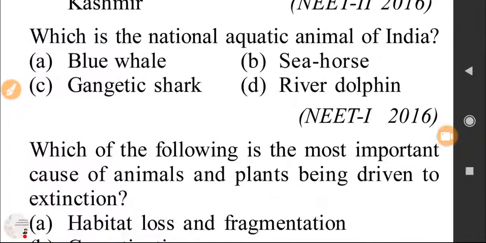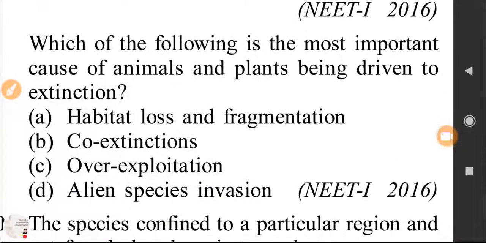Next is: Which of the following is the most important cause of animals and plants being driven to extinction? The right answer here is the first option, habitat loss and fragmentation. Why is this so? I will explain that destruction of natural habitat causes the most serious threat to biodiversity.